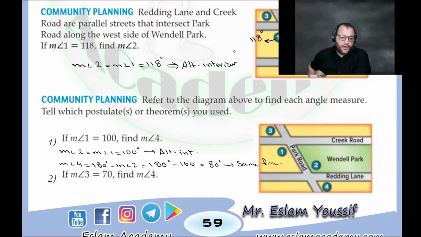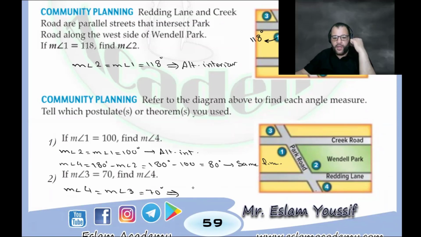Okay? Now measure of angle 3 equals 70. We need to find measure of angle 4. Also measure of angle 4 equals measure of angle 3 equals 70. What is the reason for that? Alternate exterior.